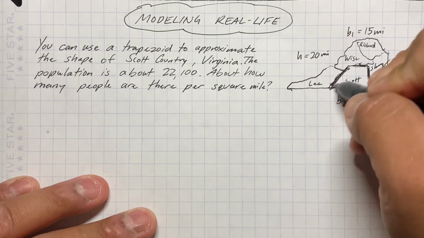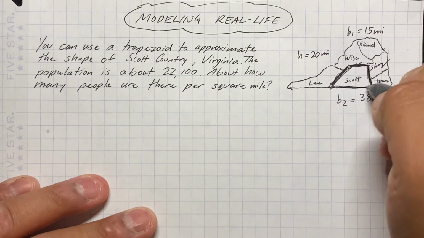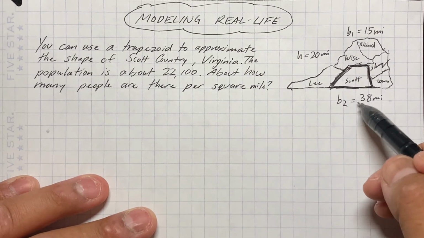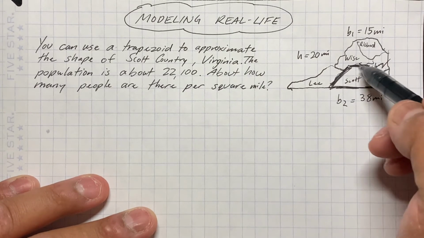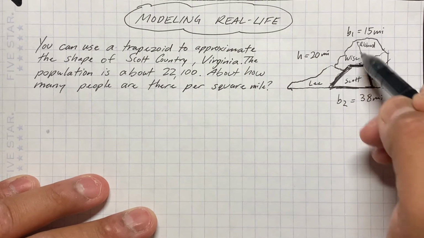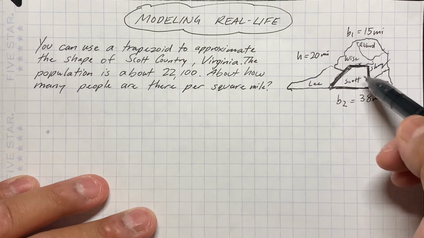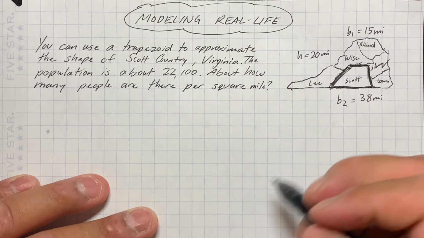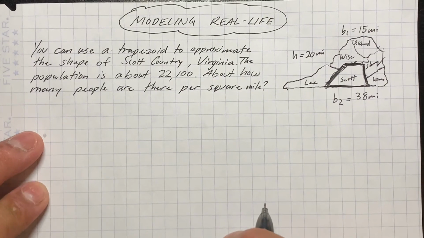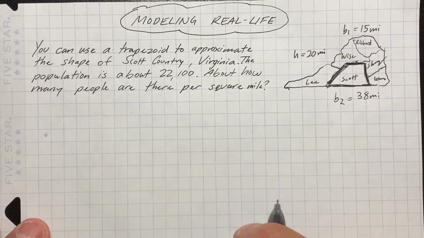Here's Scott County. The base 2 for Scott County is 38 miles. Base 1, right here up top, is 15 miles. And the height is going to be 20 miles. So we're just going to find the area of Scott County. It does look like a trapezoid. We're just approximating, okay?